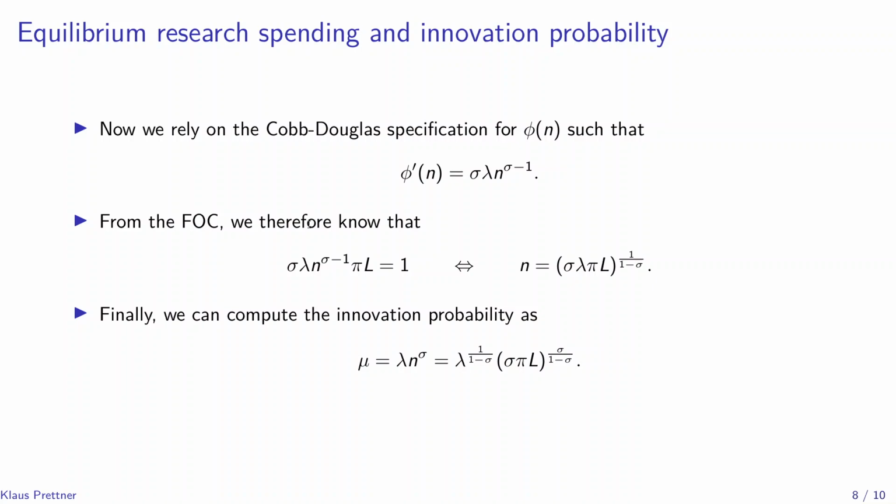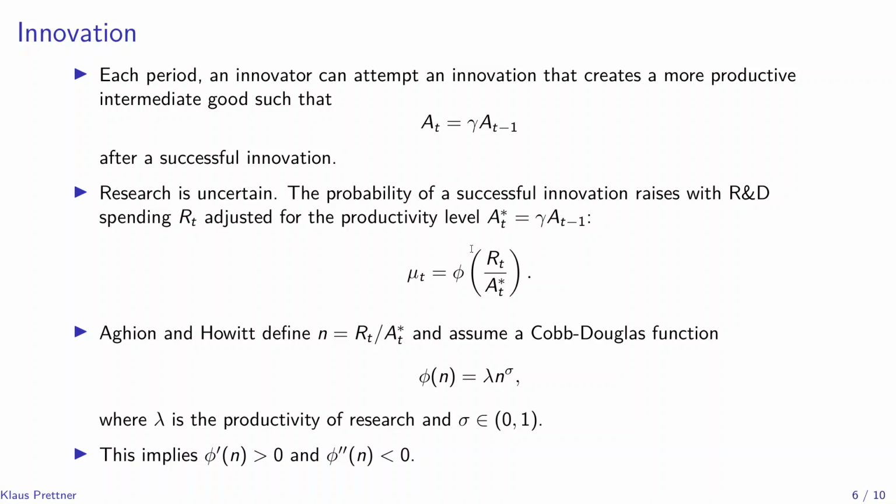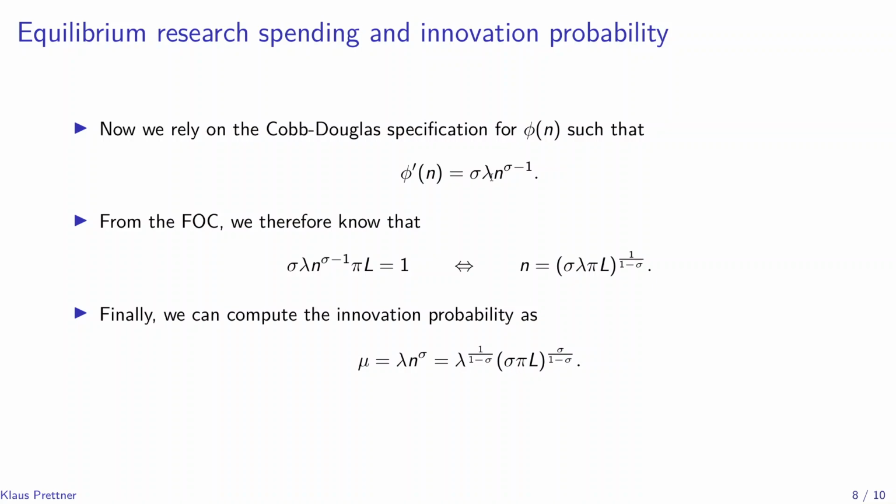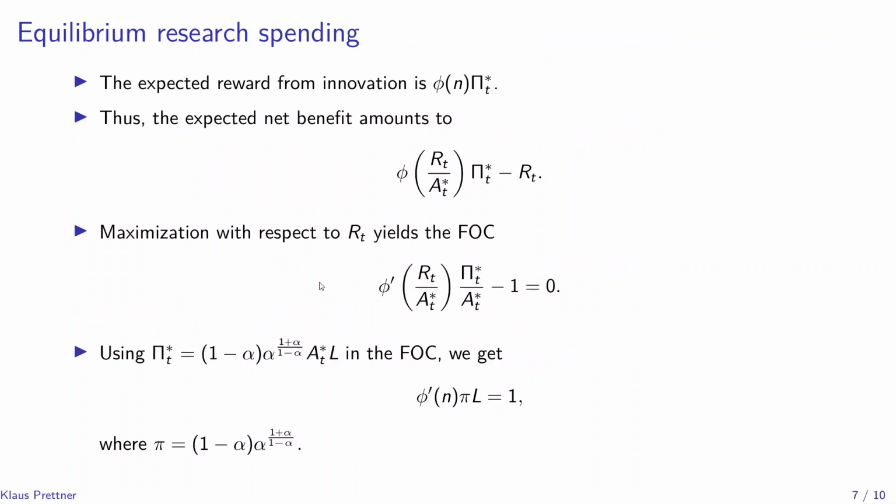Now we use this Cobb-Douglas specification that Aghion and Howitt suggested for phi n, that we know from one of the previous slides, and take the derivative of this expression with respect to n. So the sigma from the exponent comes down and the exponent is reduced by minus 1, and that's exactly what we have here for the derivative phi prime of n. And then we plug this into the first order condition from the previous slide.